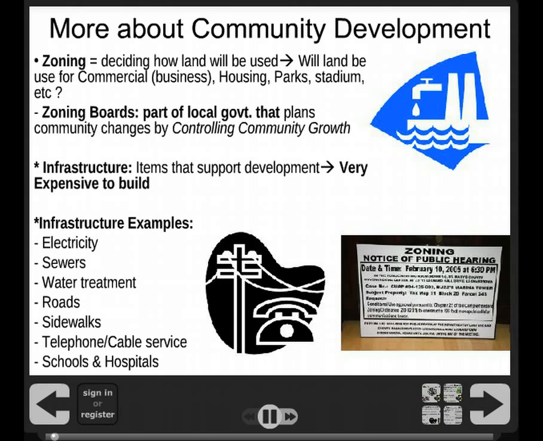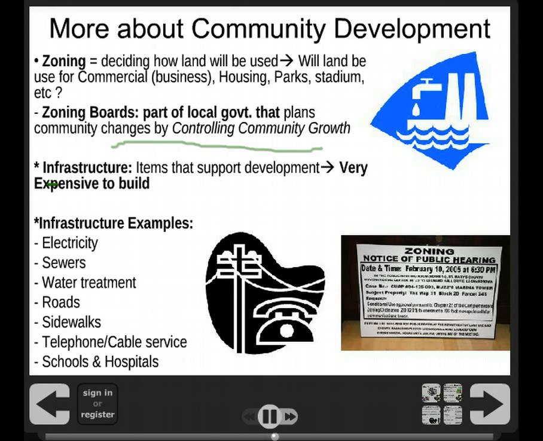In order for somebody to actually develop a piece of land, you have to get that land approved for development. And so you go to the zoning board. A zoning board decides how land is going to be used. Is it going to be used for commercial use, like a business, for housing, for a park, for a school, for a stadium? Who knows? And it's up to the zoning board to do this. The zoning board's responsibility is to control community growth, to make sure that we have enough infrastructure and enough schools and roads to have all the development a community wants.